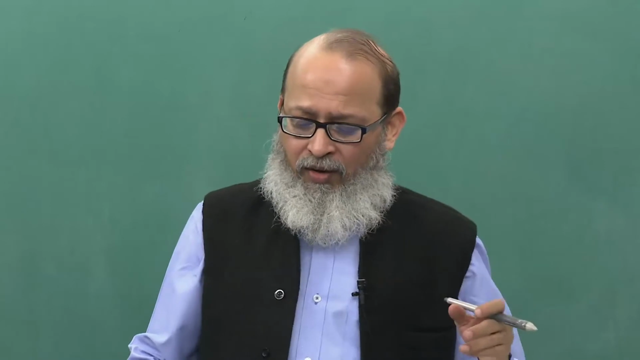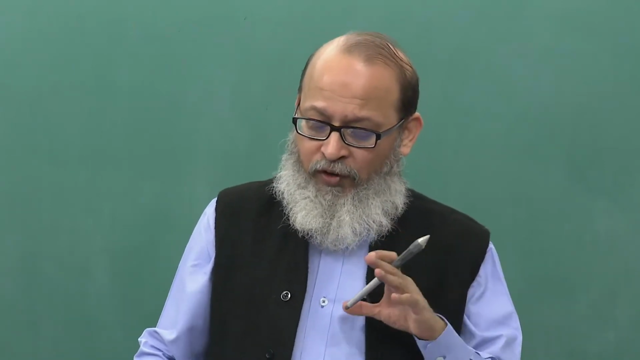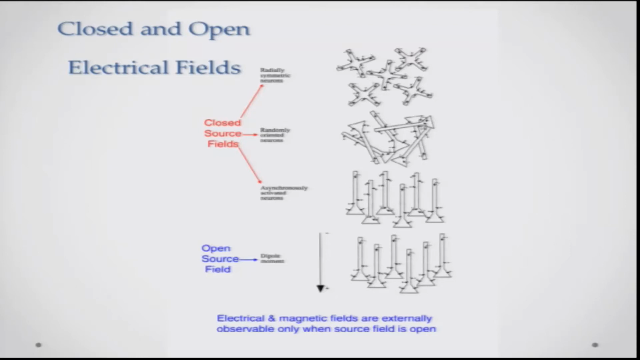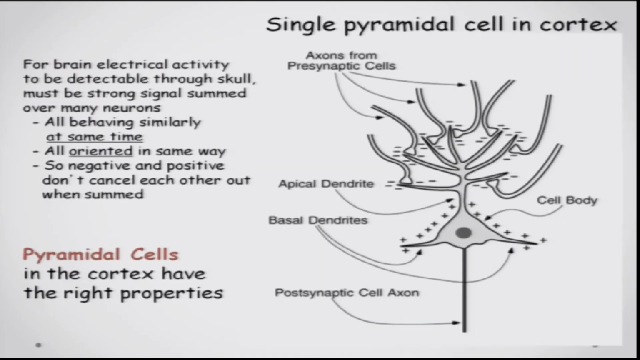We know that they are externally observable when the source field is open. In a closed field, where the electrical or magnetic activity is going on within it, it is difficult to record. But when there is an open source field, there is something called a dipole, which is formed between the current sources and sinks, which gives us an electrical field to record.